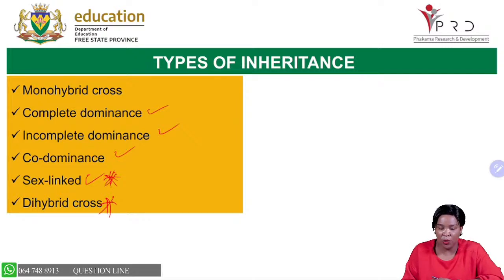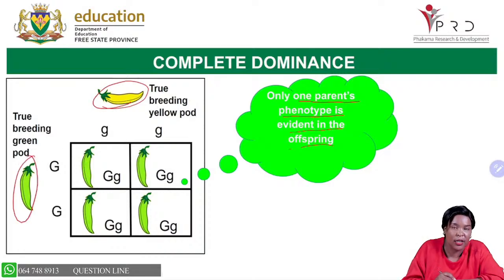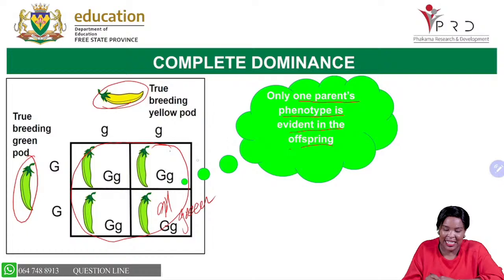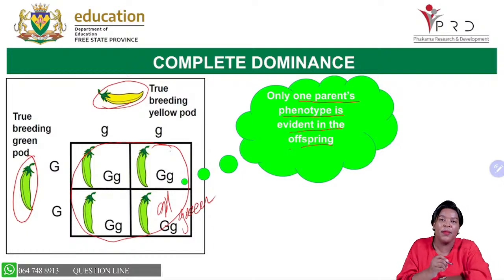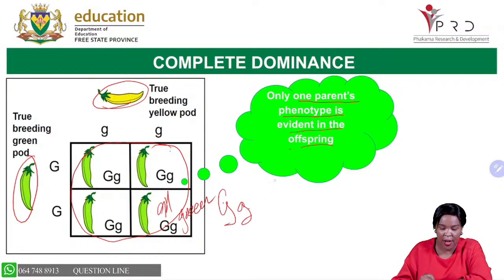Let us look at complete dominance. This is where only one parent's phenotype is evident in the offspring. Look, you are crossing a yellow pod with a green pod. But when you check all these offspring, they are all green. What does that tell you? It tells you that this is complete dominance, meaning that green is completely dominant over yellow. So this is an example of complete dominance.